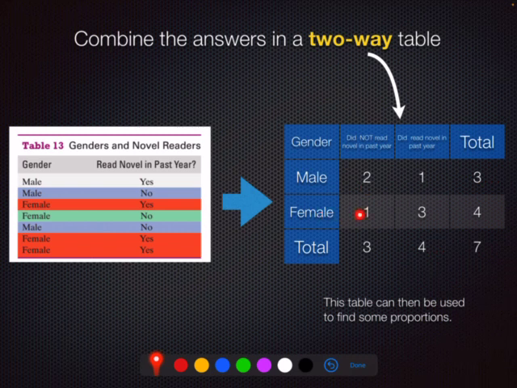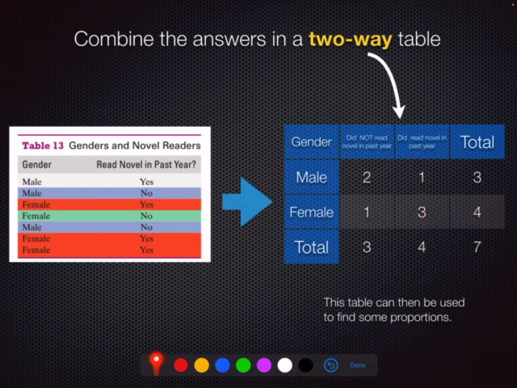Let's check our females. Did not read, and there, that one is in green. There was one. Three of them in red did read last year. And these are the totals vertically. So we had a total of three who did not read. Doesn't matter if they're male or female, just a total of three. And then we had four that did.